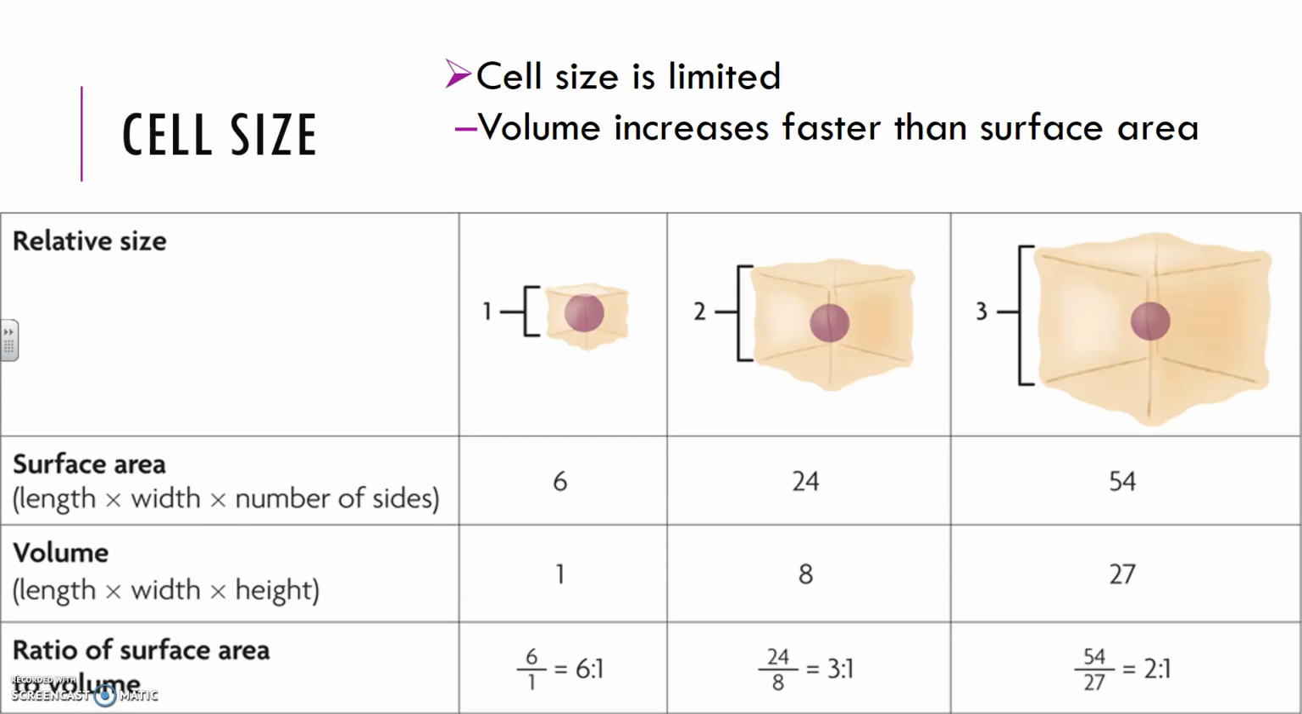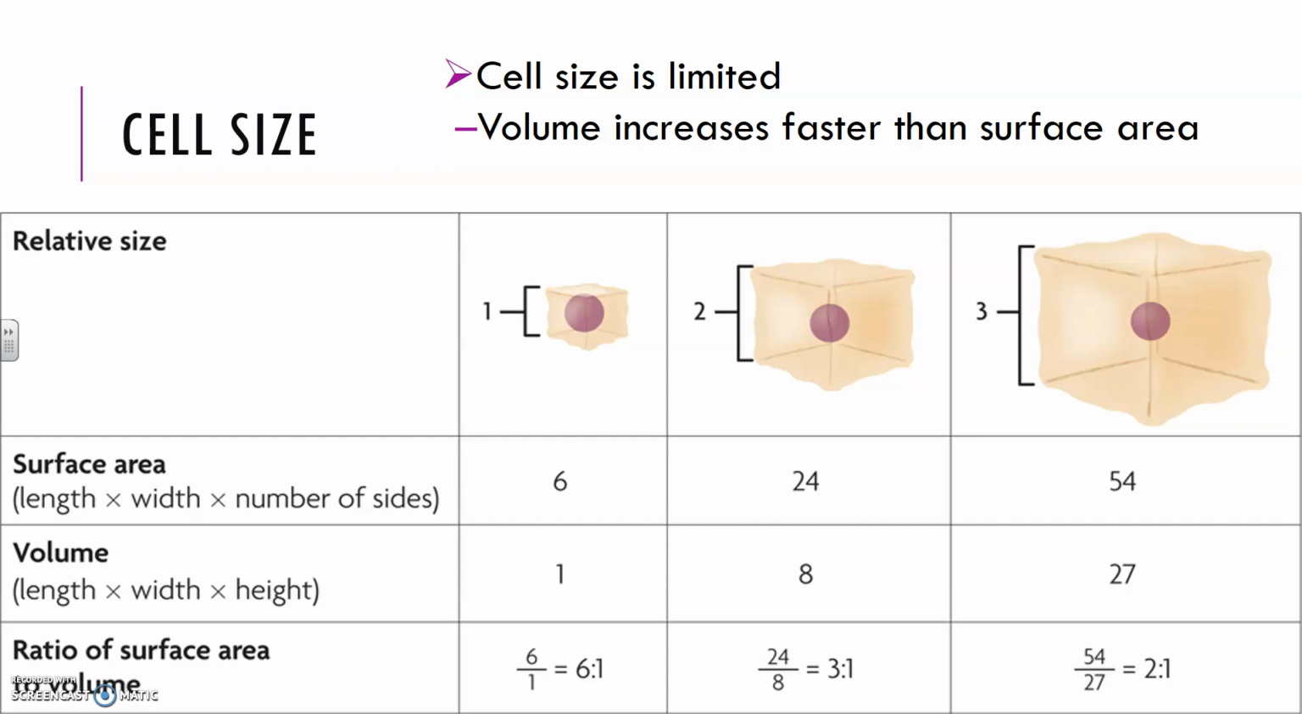Now with the volume, it's length times width times height. Each of those is just one unit, so it's 1 times 1 times 1, so it's 1. Now, if you do the ratio of the surface area to volume, you get a ratio of 6 to 1. Okay, so you've got quite a bit of surface area compared to volume.